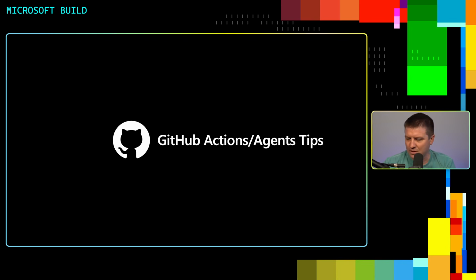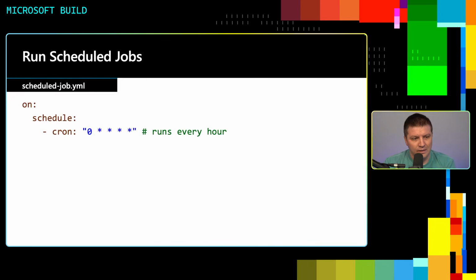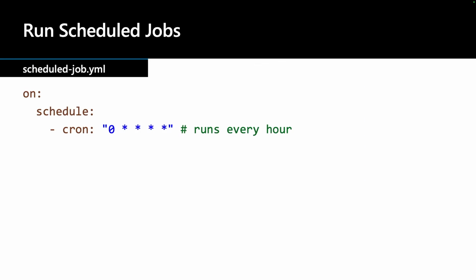So the next section we're going to talk about is GitHub Actions and agents tips that you might not know about. So for instance, GitHub Actions, if you haven't seen GitHub Actions too much, basically it's a way to run tasks based on a trigger. So commonly it's used for CI/CD pipelines to automate the build and deploys of your applications.